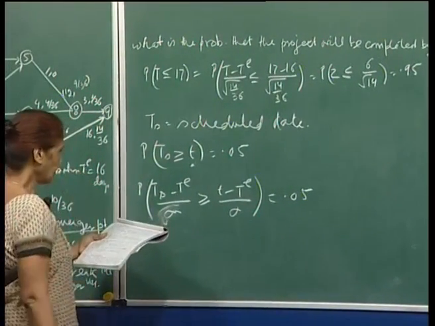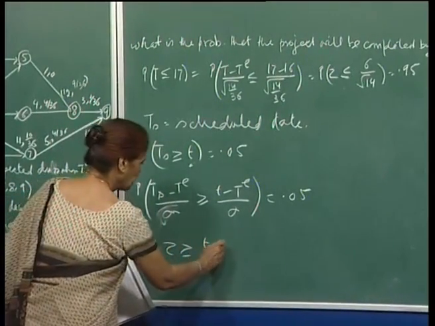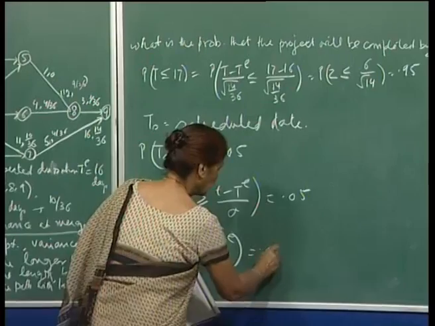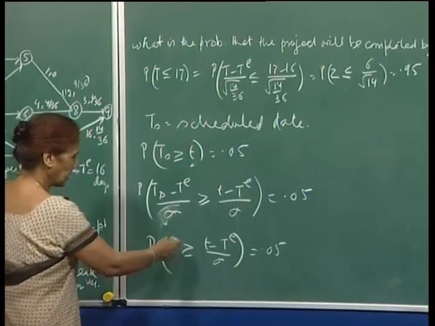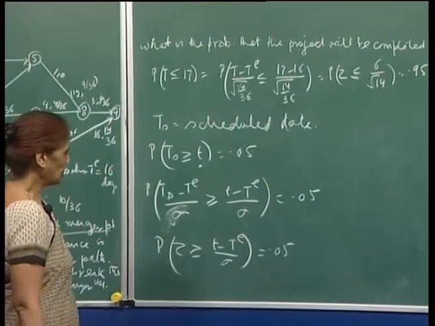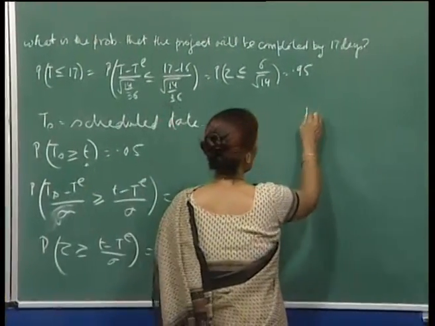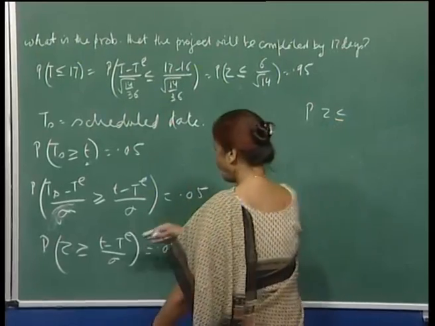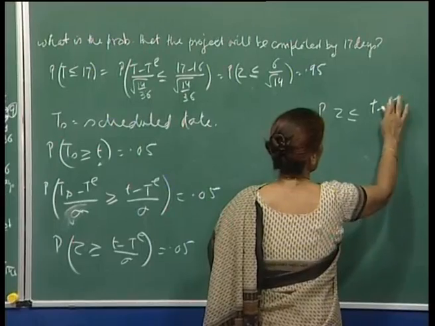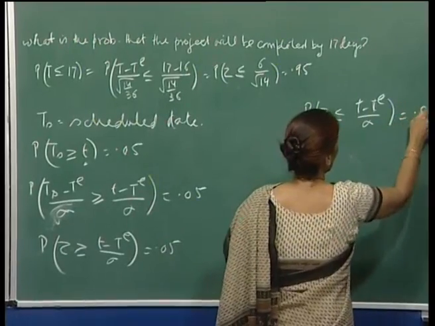And this is the standard normal variate. So, you are saying probability z less than or equal to (T minus T e) upon sigma should be equal to 0.05. From the normal tables, essentially z less than or equal to this number is 0.95. You can read it whichever way you want. Because the complement of this is probability z less than or equal to (small t minus T e) upon sigma, this is 0.95.